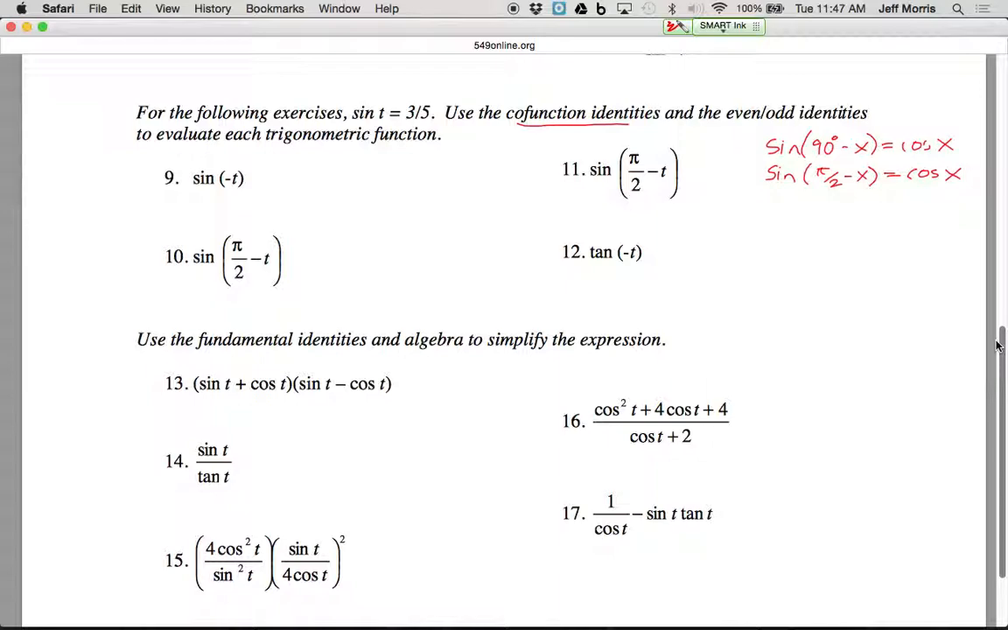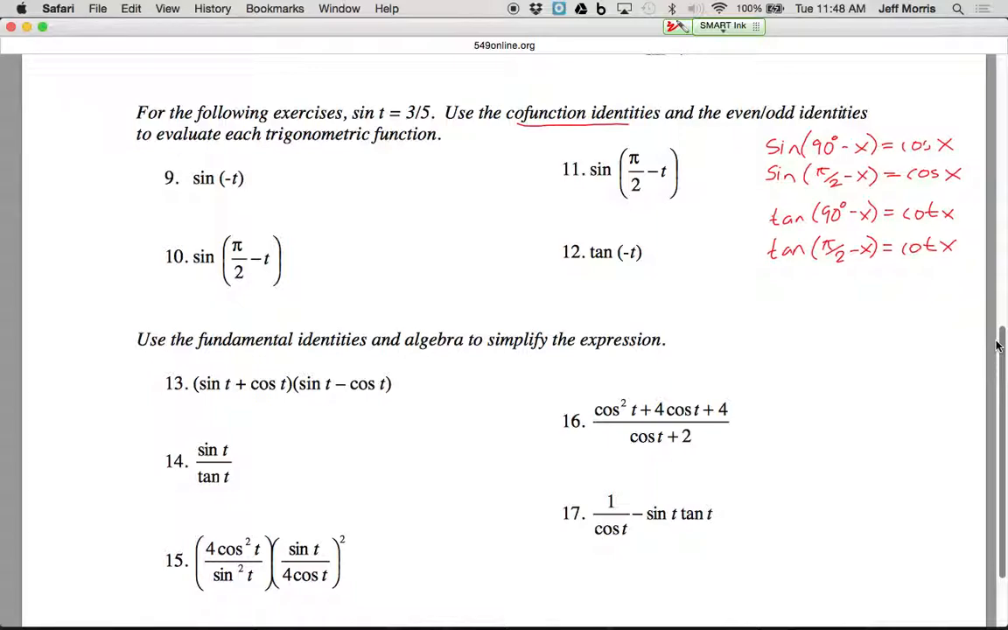Sine and cosine are cofunctions. Cotangent and tangent are cofunctions, and secant and cosecant are cofunctions. So you can do tangent the same way. Tangent of 90 degrees minus x is the same thing as cotangent x, and you can do it the reverse too. You can do cosine of 90 minus x. Cosine of pi over 2 minus x is the same thing as sine x. Tangent of pi over 2 minus x is the same thing as cotangent x. So those are your cofunction identities. We don't use them very often, but when they do pop up, it shouldn't be a big deal.